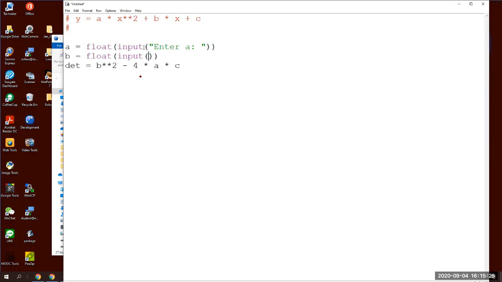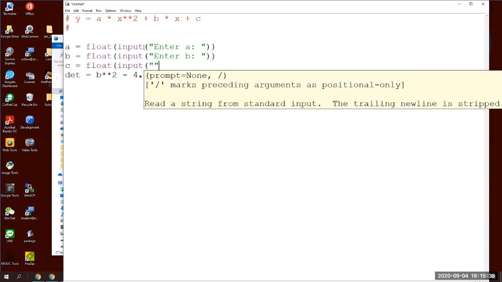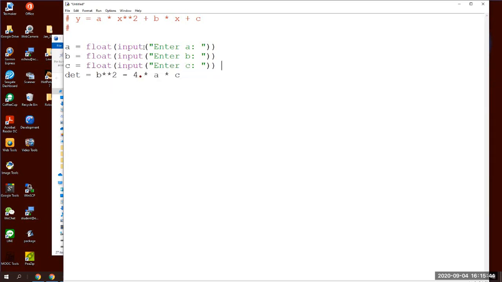I know some of you may not understand. It's okay. I just try to finish it for those students who can understand. But we will try not to drag this one for too long. So we enter a, b, and c, three numbers, and we try to calculate the determinant.